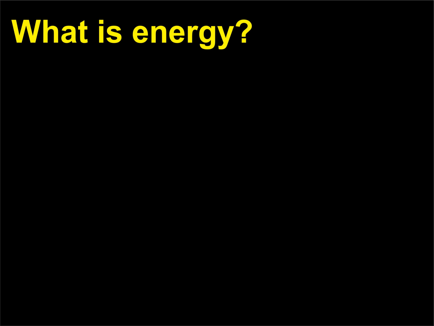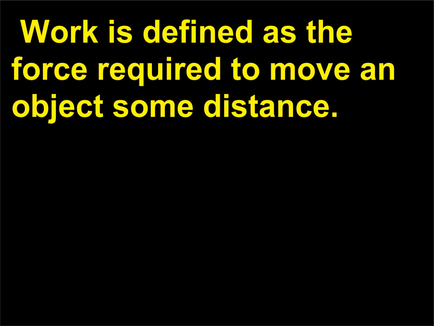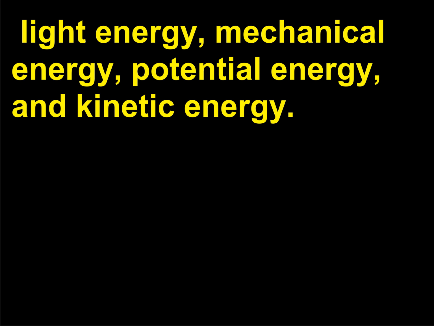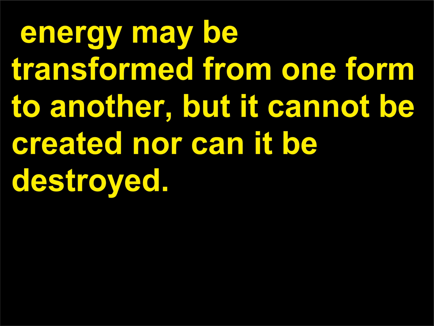What is energy? Physicists define energy as the capacity to do work. Work is defined as the force required to move an object some distance. Examples of the different kinds of energy are heat energy, light energy, mechanical energy, potential energy, and kinetic energy. The law of the conservation of energy states that within an isolated system, energy may be transformed from one form to another, but it cannot be created nor can it be destroyed.